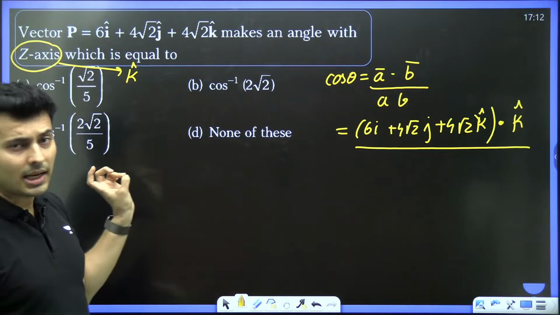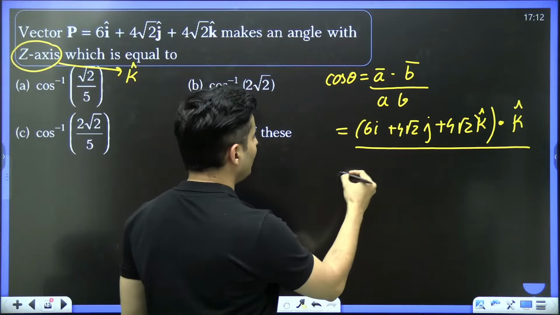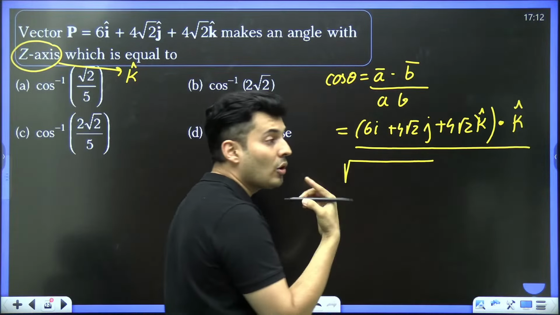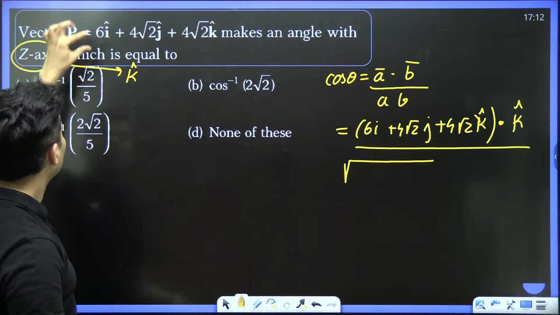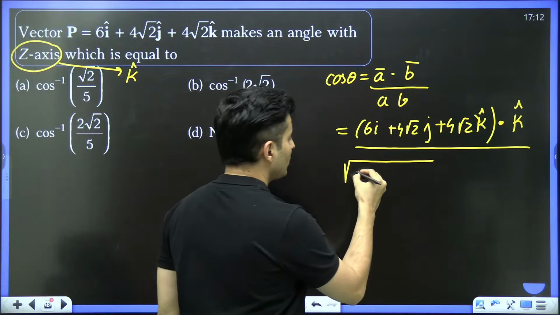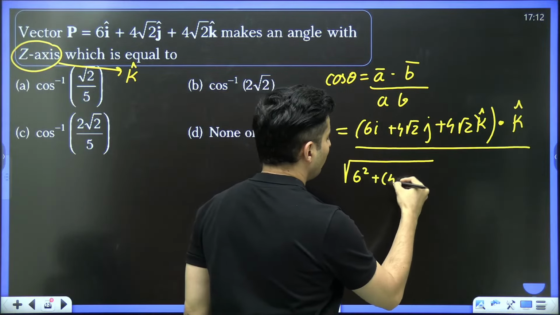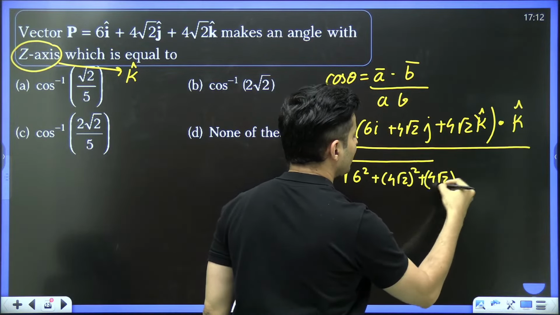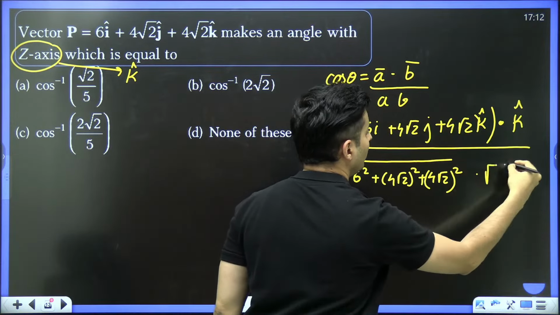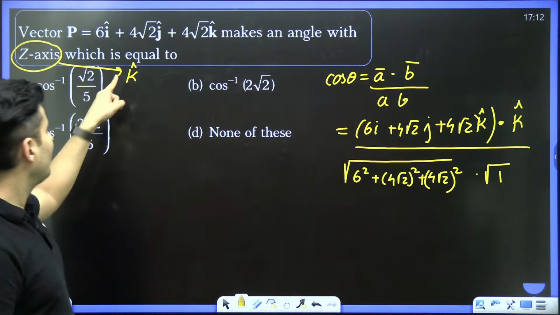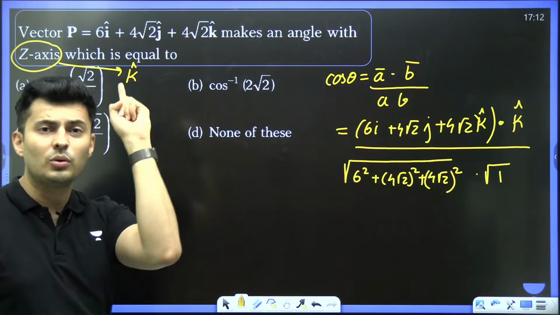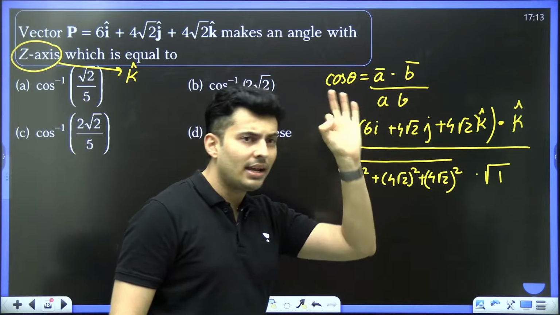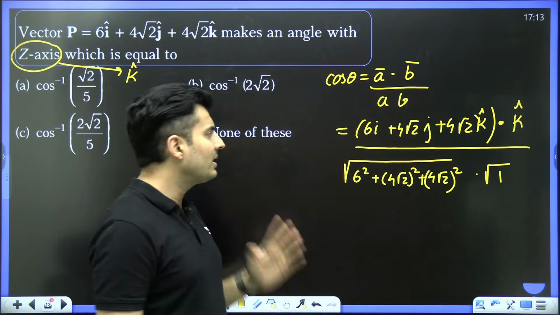magnitude of k cap. Now for the magnitude of this, there will be three terms because there are three components i, j, k. So the i component is 6, so 6 square plus 4 root 2 square plus 4 root 2 square. This thing into 1. Why 1? Because k cap is just a unit vector, so the magnitude will anyways be 1.